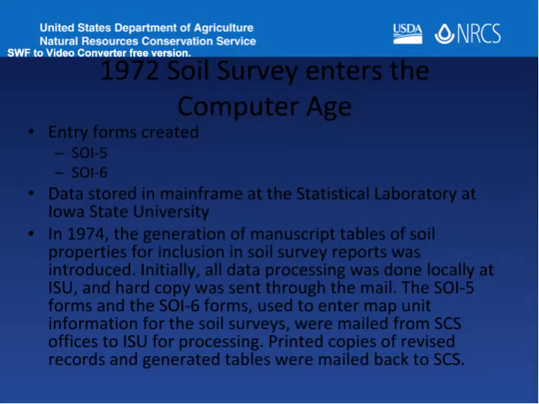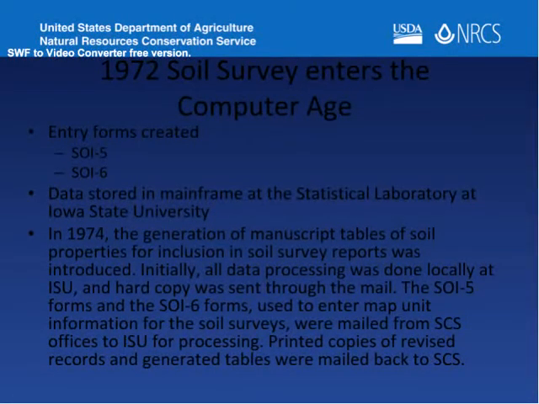In 1972, the Soil Survey Division entered into the computer age, and what we created were the Soils 5 and the Soils 6 forms, and this data was stored on the mainframe at the Statistical Laboratory in Iowa State University. In 1974, the purpose of these tables were to generate the manuscript tables so that we would have a set of tables for soil properties that we could include in the soil survey reports.